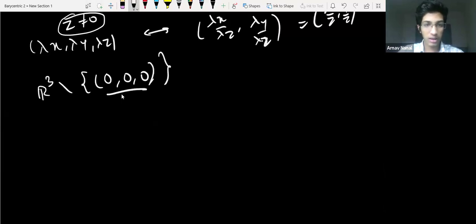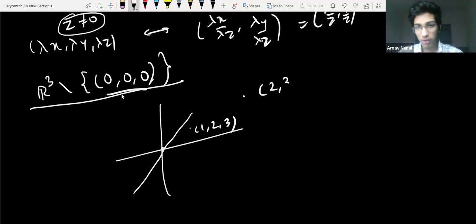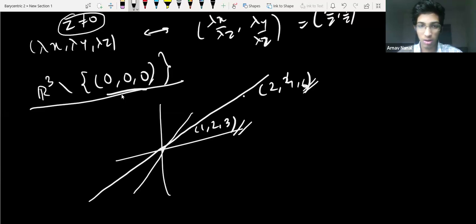So we'll see later why this is not allowed, even though we can take something like 1, 2, 0. So you can interpret this as lines in 3D. Like if you have something like this, from the origin, let's say 1, 2, 3, and then you have 2, 2, 1 and 2, 4, 6. So basically these two are the same point because you just scaled them.